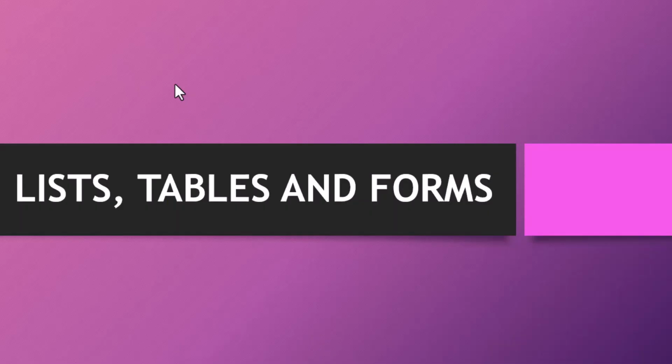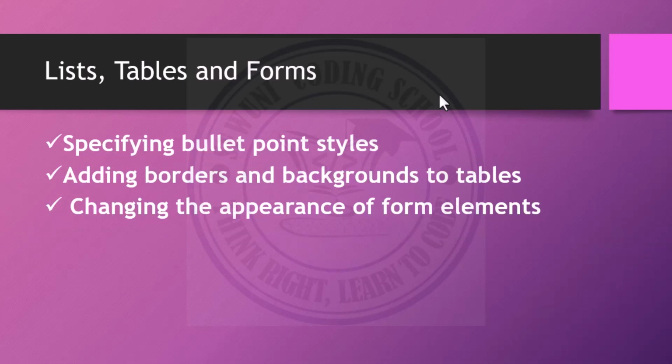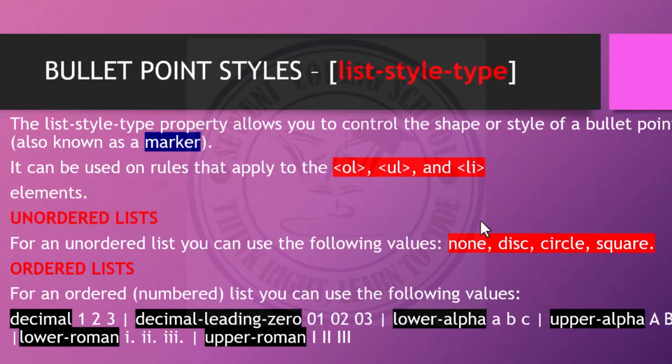Hello and welcome to chapter 14 of our HTML and CSS web development course. In this chapter 14, we are going to look at lists, tables, and forms. Some of the sub-units are specifying bullet point styles, adding borders and backgrounds to tables, and also changing the appearance of form elements.